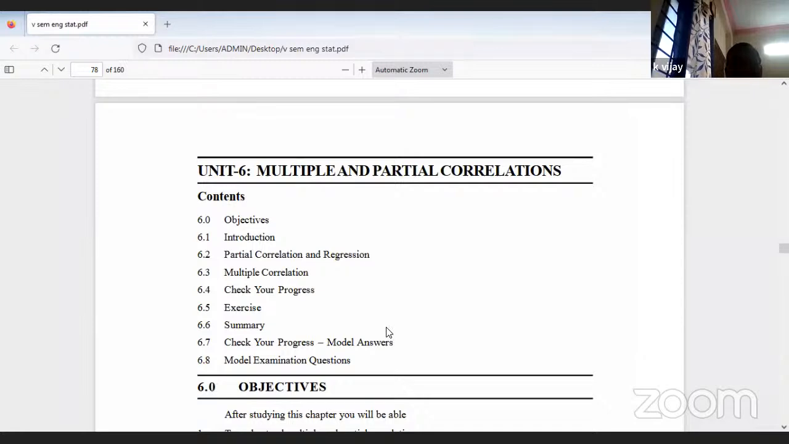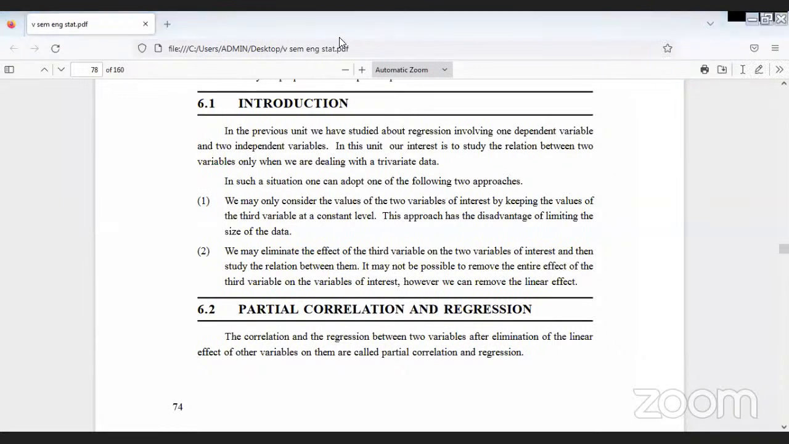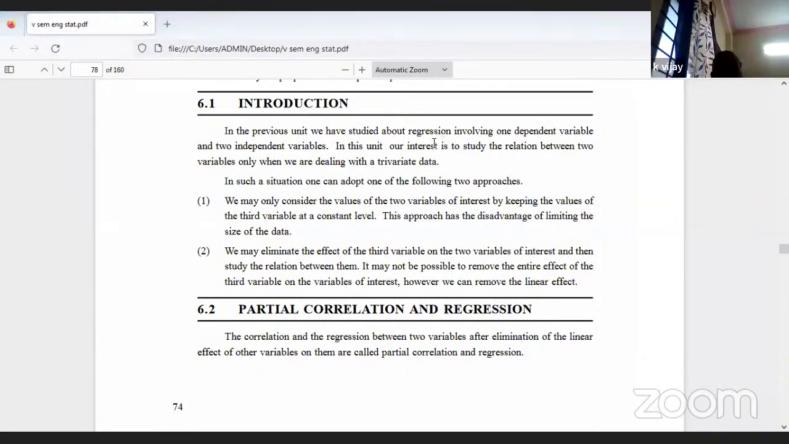Next, partial correlation and regression. Multiple correlation. Multiple and partial correlations we are learning here. So okay, tell me, ask.